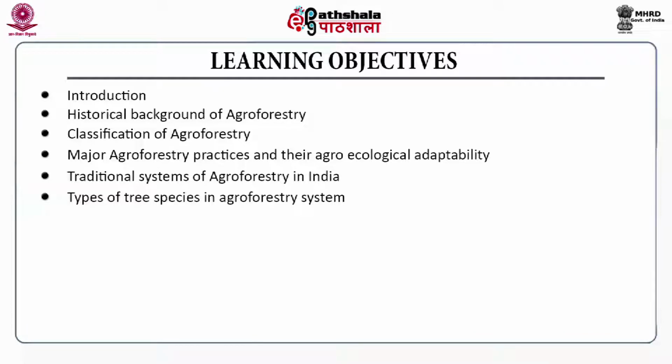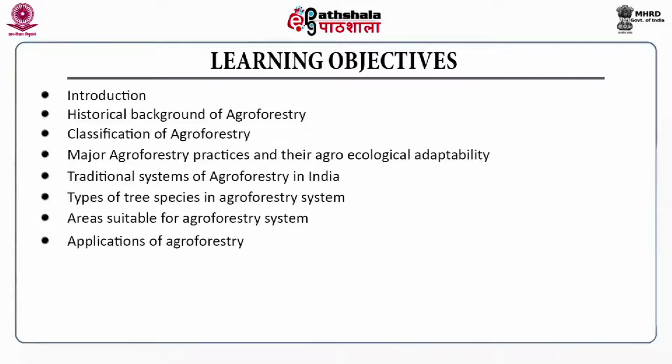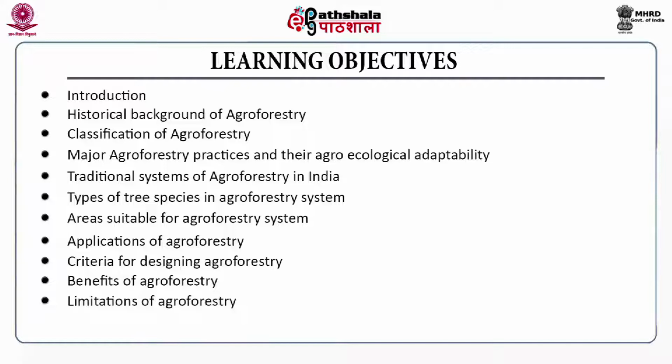Classification of agroforestry, major agroforestry practices and their agroecological adaptability, traditional systems of agroforestry in India, different types of tree species in agroforestry system, areas that are suitable for agroforestry system, applications of agroforestry, different criteria for designing agroforestry, benefits and limitations of agroforestry, and lastly the issues related to agroforestry.